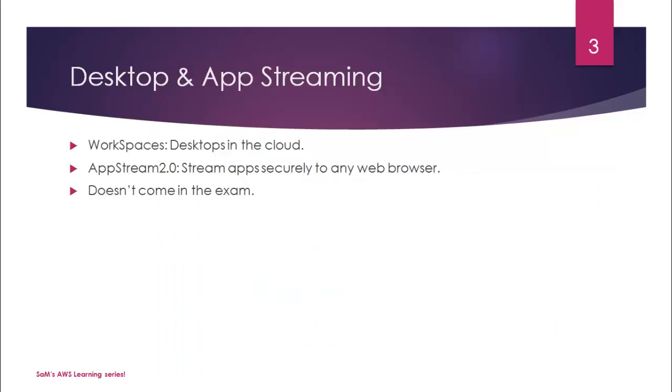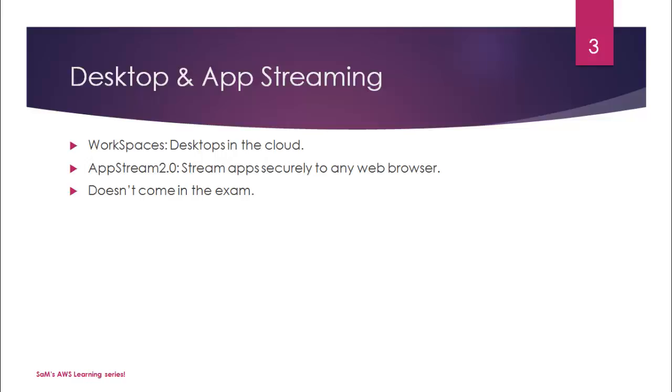So for desktop and app streaming, we have got two services. First one is WorkSpaces, which will help you to launch your own desktop in the cloud. You get to choose between a wide variety of operating systems. You can choose your own CPU configurations and memory requirements and so on. So for that you can rely on WorkSpaces.